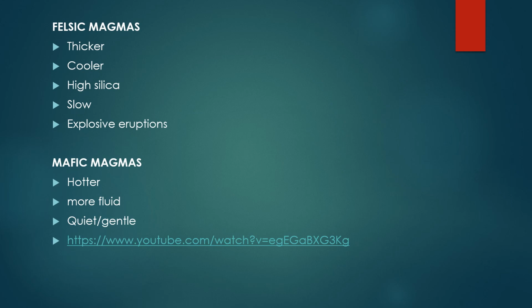So you have thicker lava, higher silica. These are felsic magmas: thicker, cooler, higher silica, slow-moving lava. These are explosive eruptions. Then you have mafic magmas, which are hotter, more fluid, run faster. They're quiet and gentle. Think about the way honey flows versus the way, I don't know, peanut butter flows. If you get that organic creamy peanut butter, it'll still flow, right? It's just that some flows faster than others, if that makes sense.